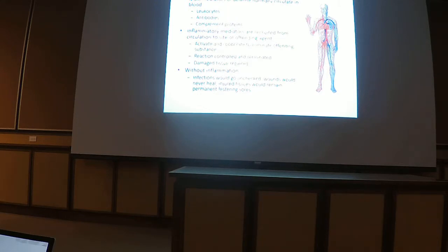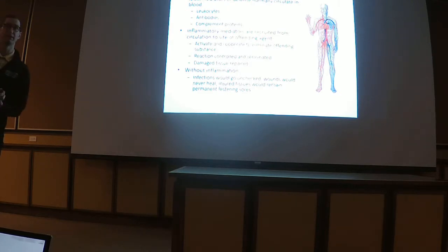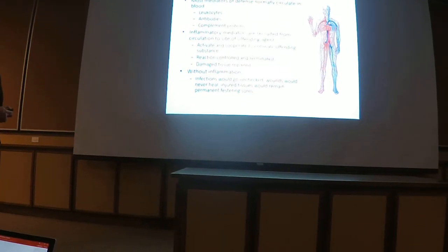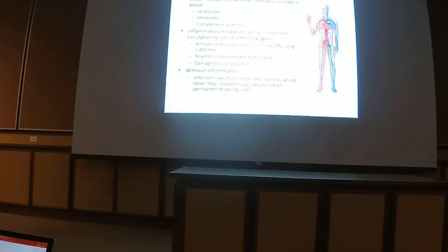Antibodies. What's another word for antibody? Depending on who gives the lecture. I'm sorry? Immunoglobulins, yeah, immunoglobulins. So antibodies, immunoglobulins, sometimes one person uses one word, sometimes another. Just depends on the preference of the lecturer. And then complement proteins. We will go over the complement system. I'm sure that you all have gone over it in some form and fashion. So all of these things normally circulate in the blood, and they're recruited from the circulation to the site of the offending agent, wherever that may be. And they do a whole lot of things to damage the tissue in a controlled fashion that then terminates.